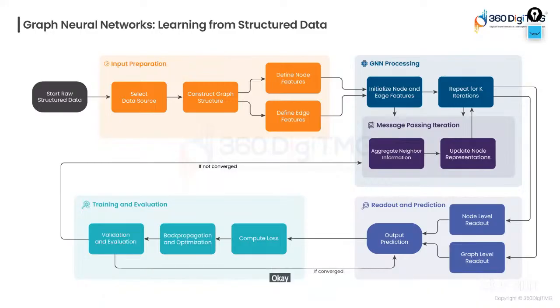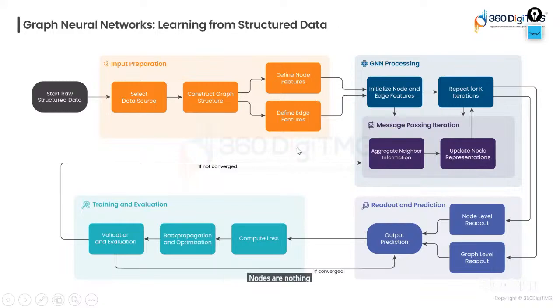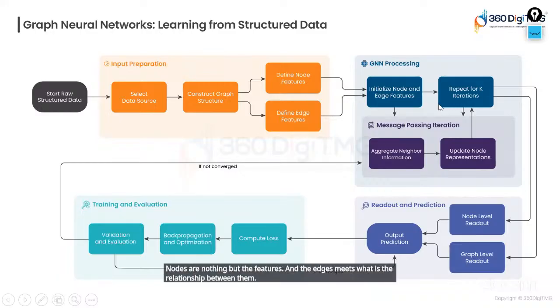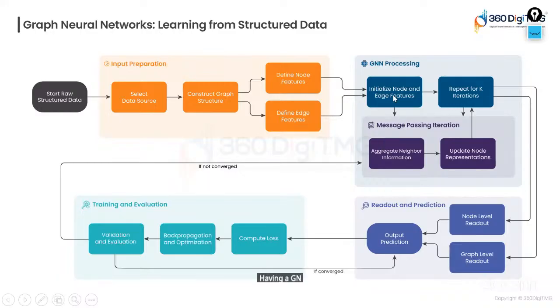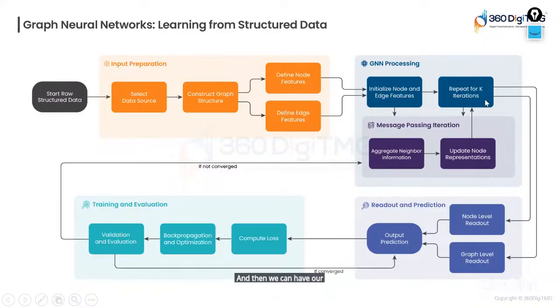Okay, so likewise, here we are having raw data. From the raw data, we are forming one graph with the help of nodes and edges. Nodes are nothing but the features, and the edges mean the relationship between them. Then we are having GNN processing wherein we will initialize our node with respect to the edge features, and then we can have our K iterations.